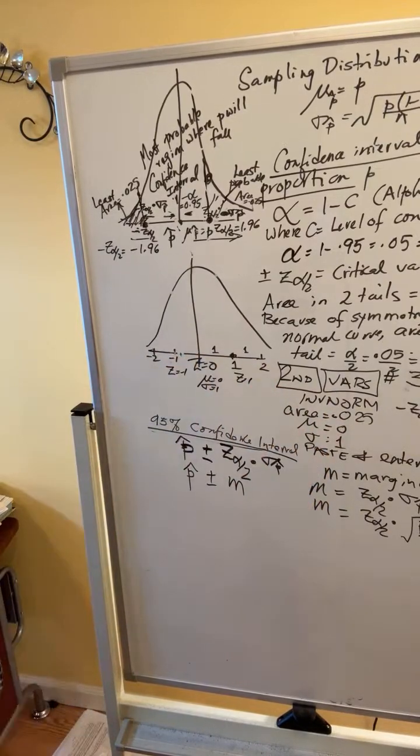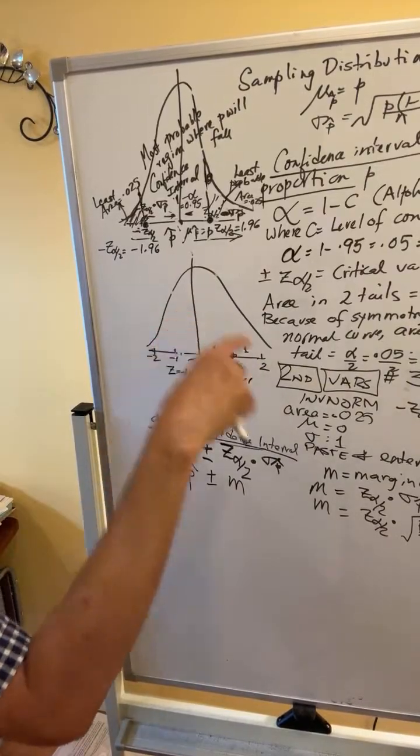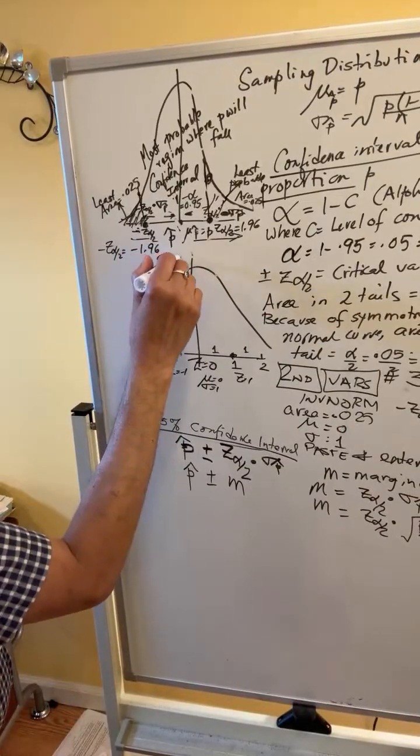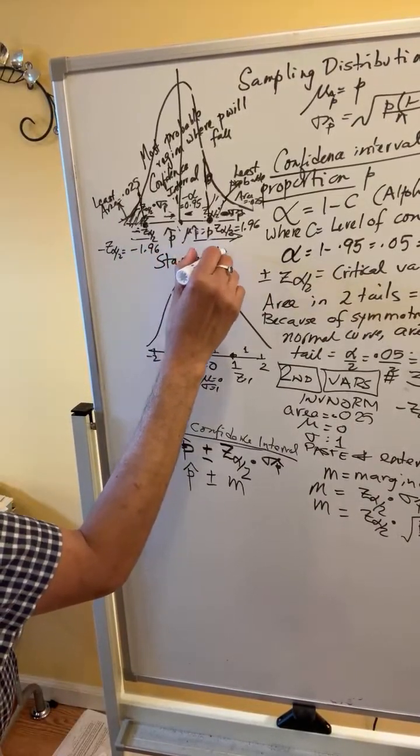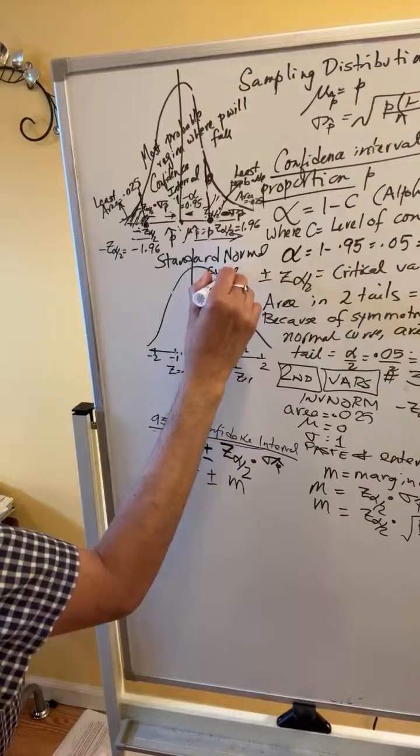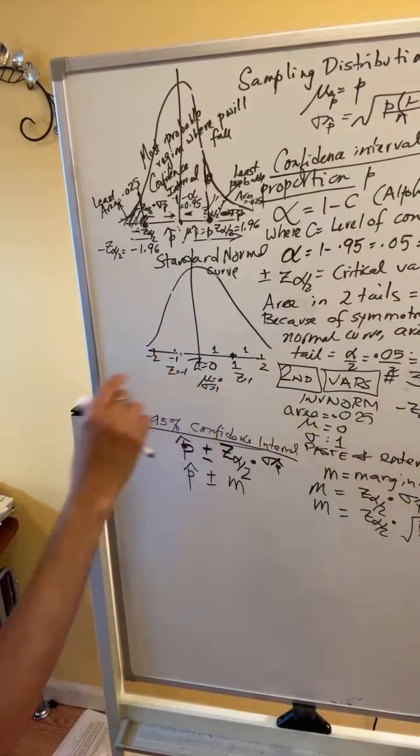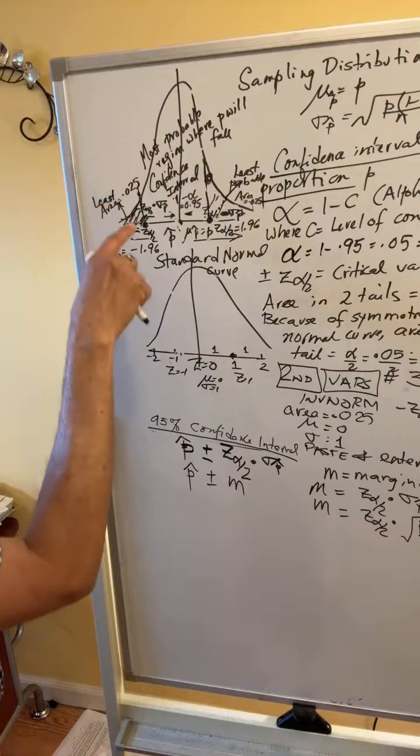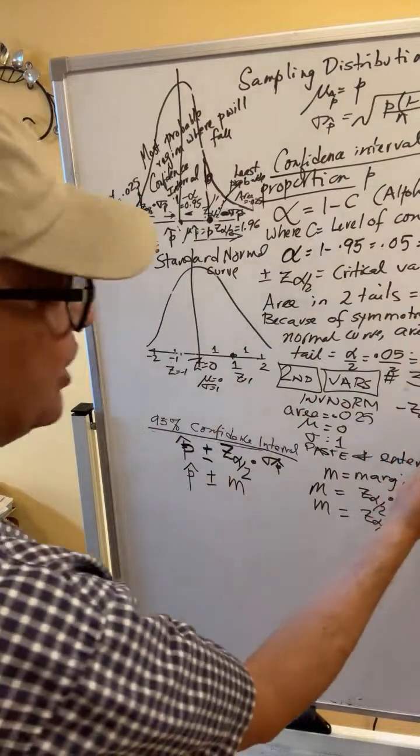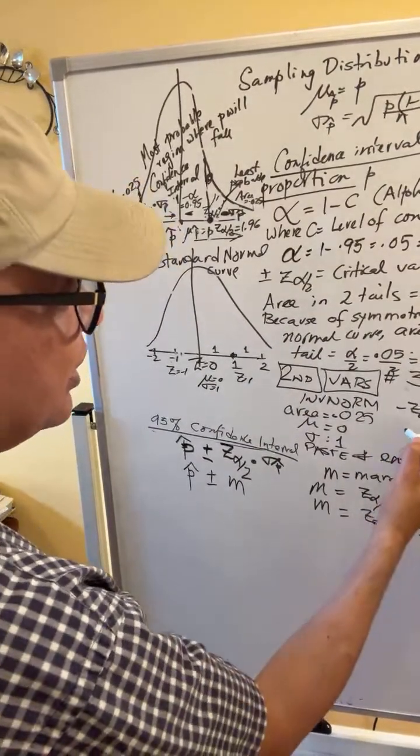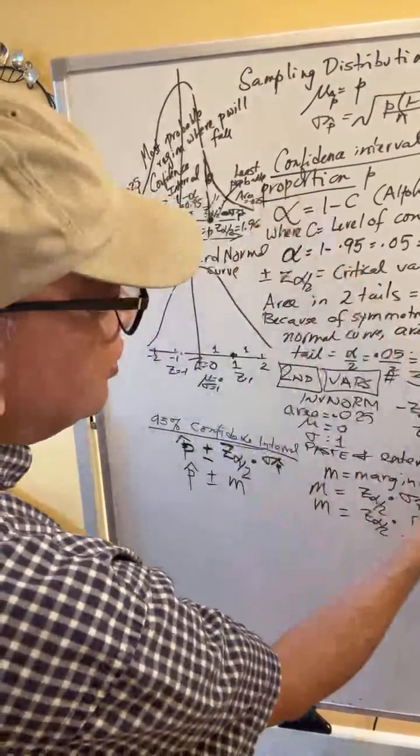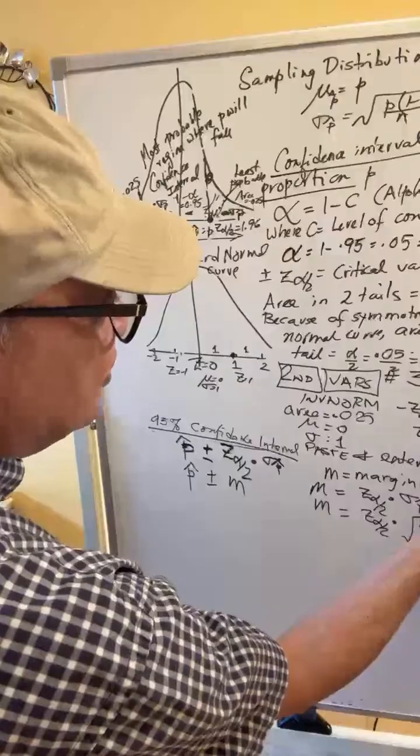Because we are dealing with the standard normal curve, whose center is 0, mean is 0 and standard deviation is 1. This is the standard normal curve. Using that information, I find the critical value of Z: minus Z alpha by 2 is minus 1.96. By symmetry, positive Z alpha by 2 on the right of the mean is positive 1.96.